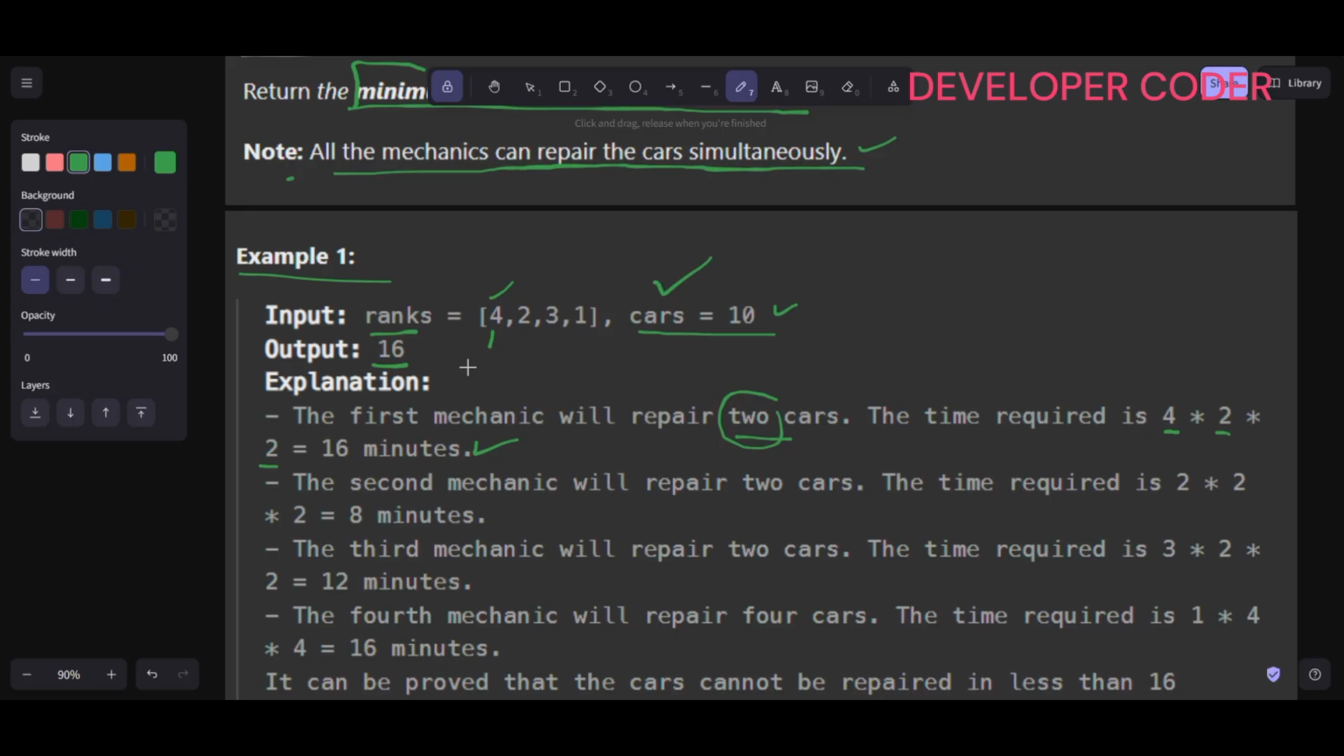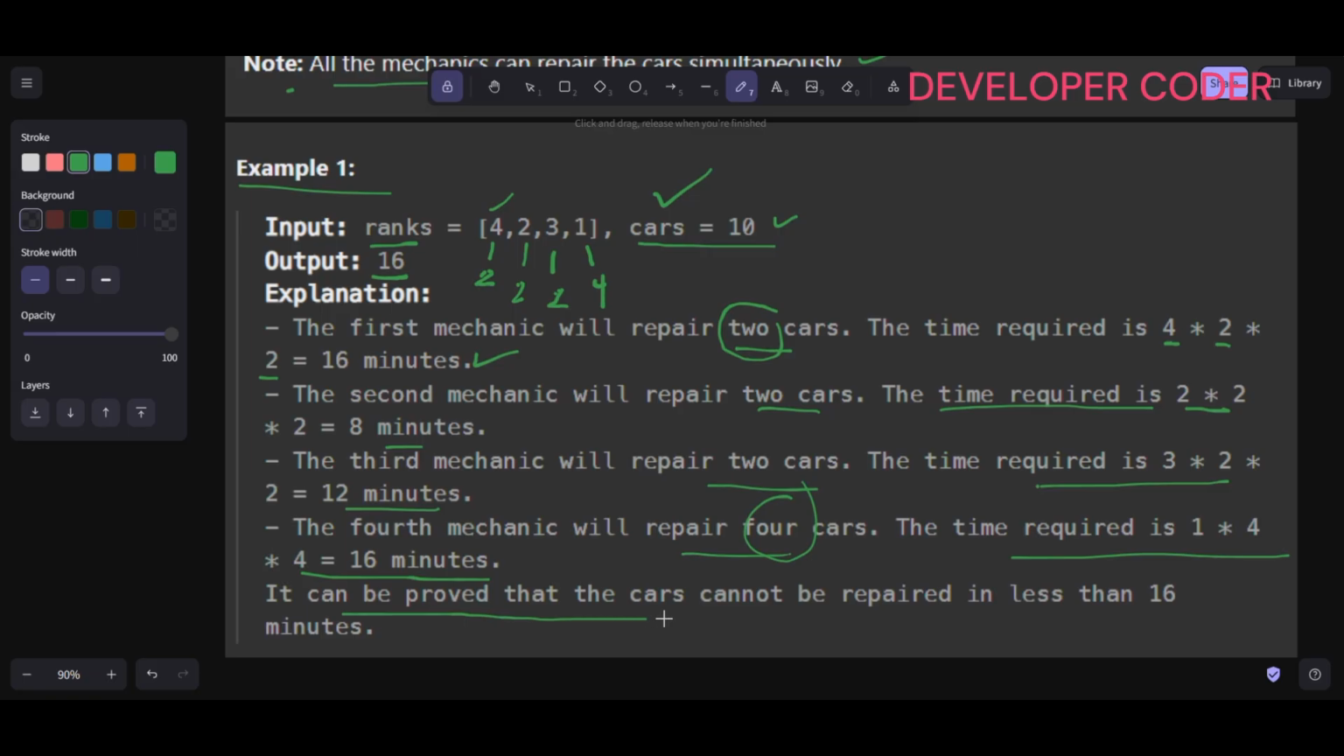Same way, the second mechanic will repair two cars, the time required is 2 into 2 into 2, that is 8 minutes. The third mechanic will repair two cars, the time required is 3 into 2 into 2, 12 minutes. The fourth mechanic will repair four cars, the time required is 1 into 4 into 4, that is 16 minutes. It can be proved that the cars cannot be repaired in less than 16 minutes.